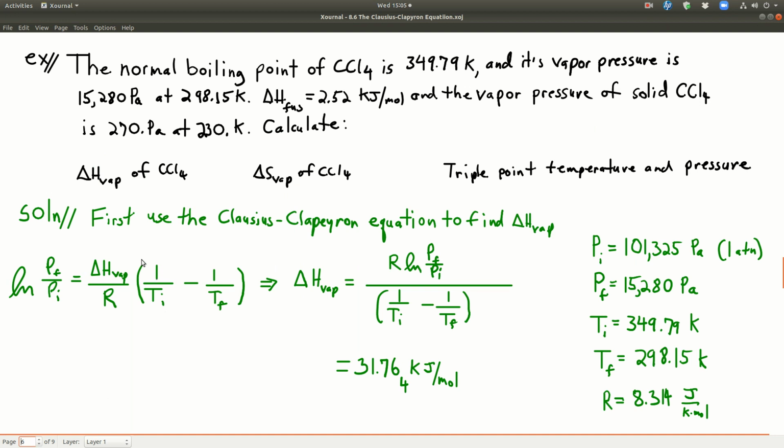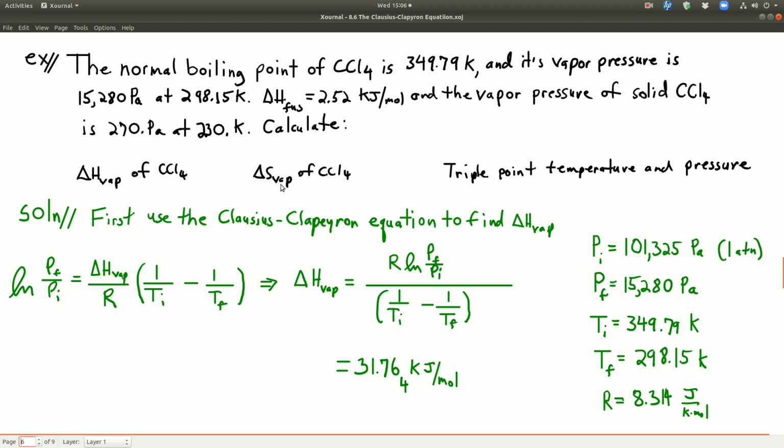All right, so let's do an example. We're given the normal boiling point of carbon tetrachloride. Remember, normal boiling point means the boiling point at 1 atmosphere of pressure, or 101,325 pascals. Its vapor pressure is 15,280 pascals at 298.15 Kelvin. The vapor pressure of solid carbon tetrachloride is 270 pascals at 230 Kelvin. So we're going to calculate the heat of vaporization of carbon tetrachloride, the change in entropy of vaporization, and the triple point temperature and pressure for carbon tetrachloride.